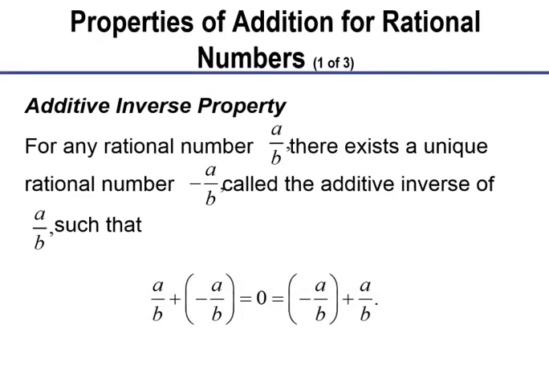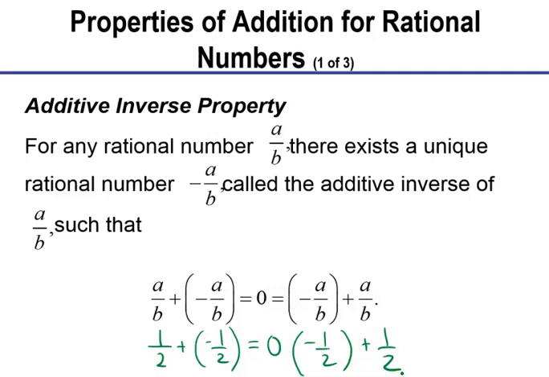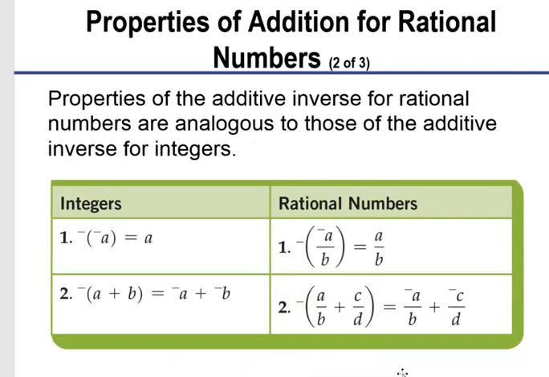We could make up an example to make it more clear. If I were to take 1/2 plus a negative 1/2, we know that equals 0. And it's also true that negative 1/2 plus 1/2 equals 0. It's that simple.